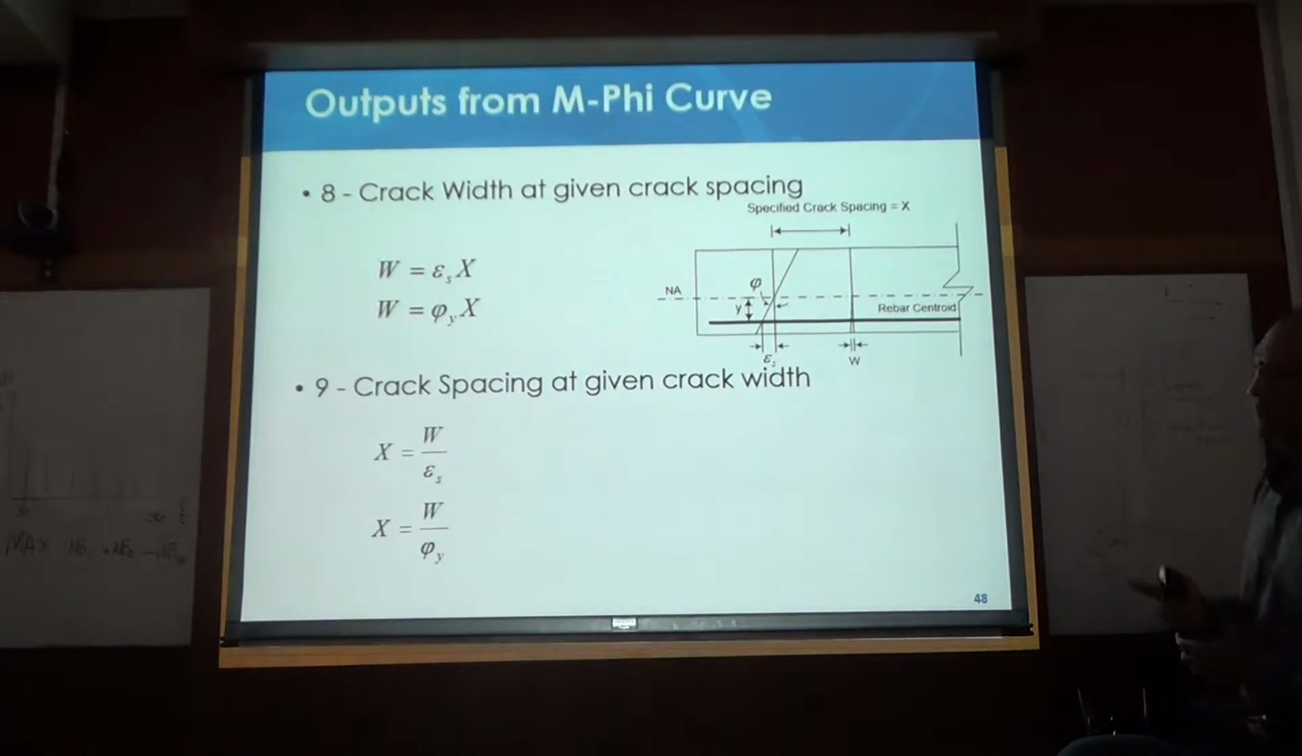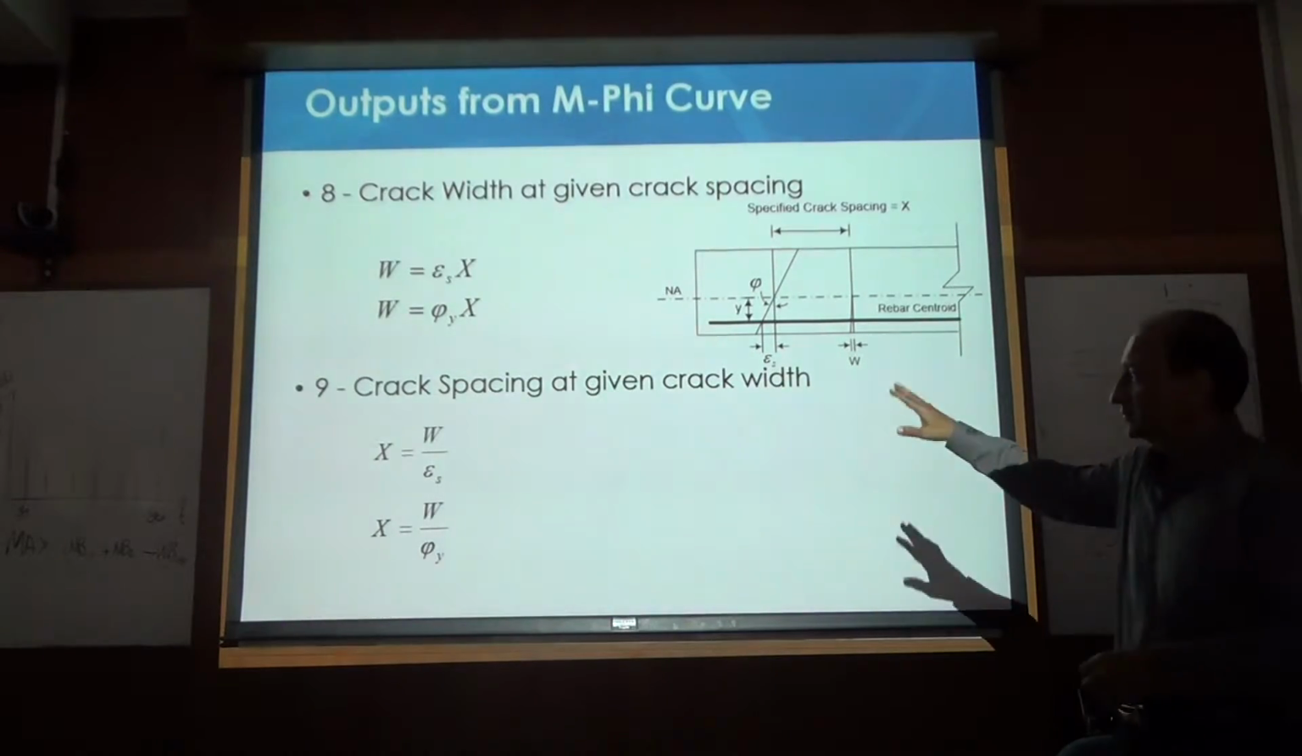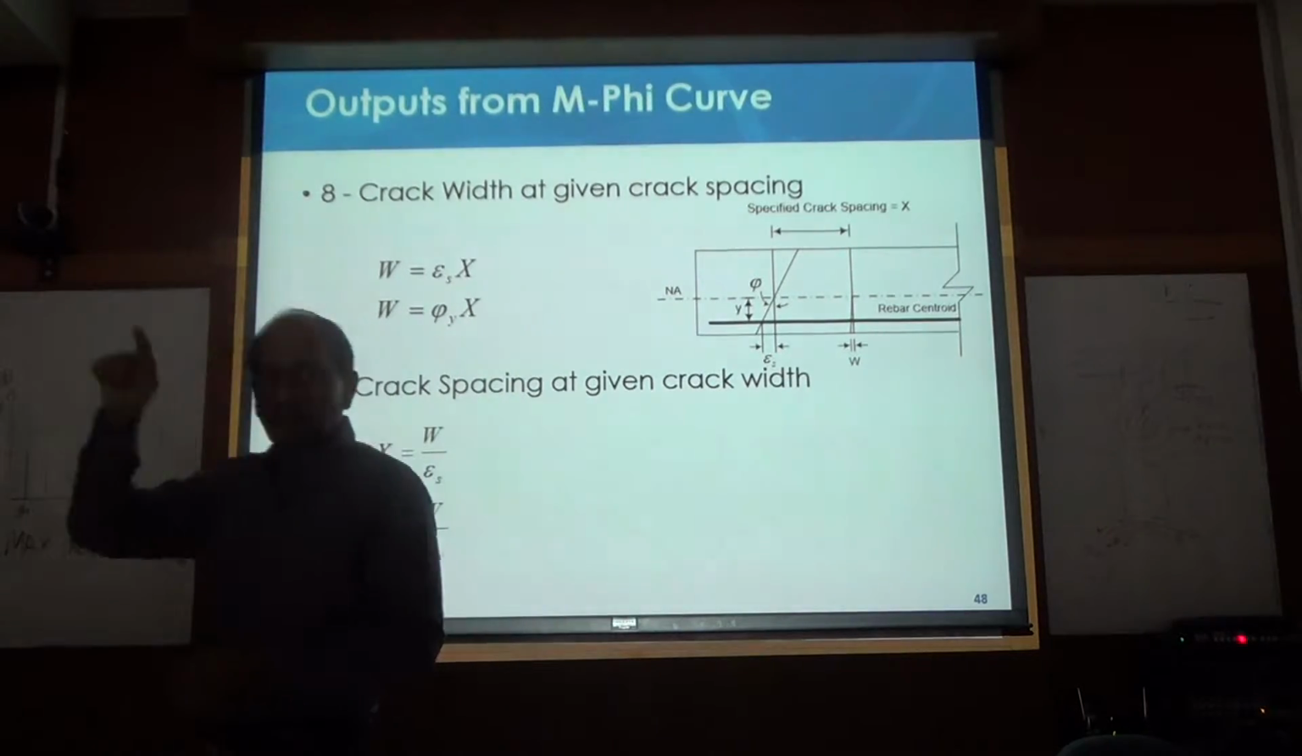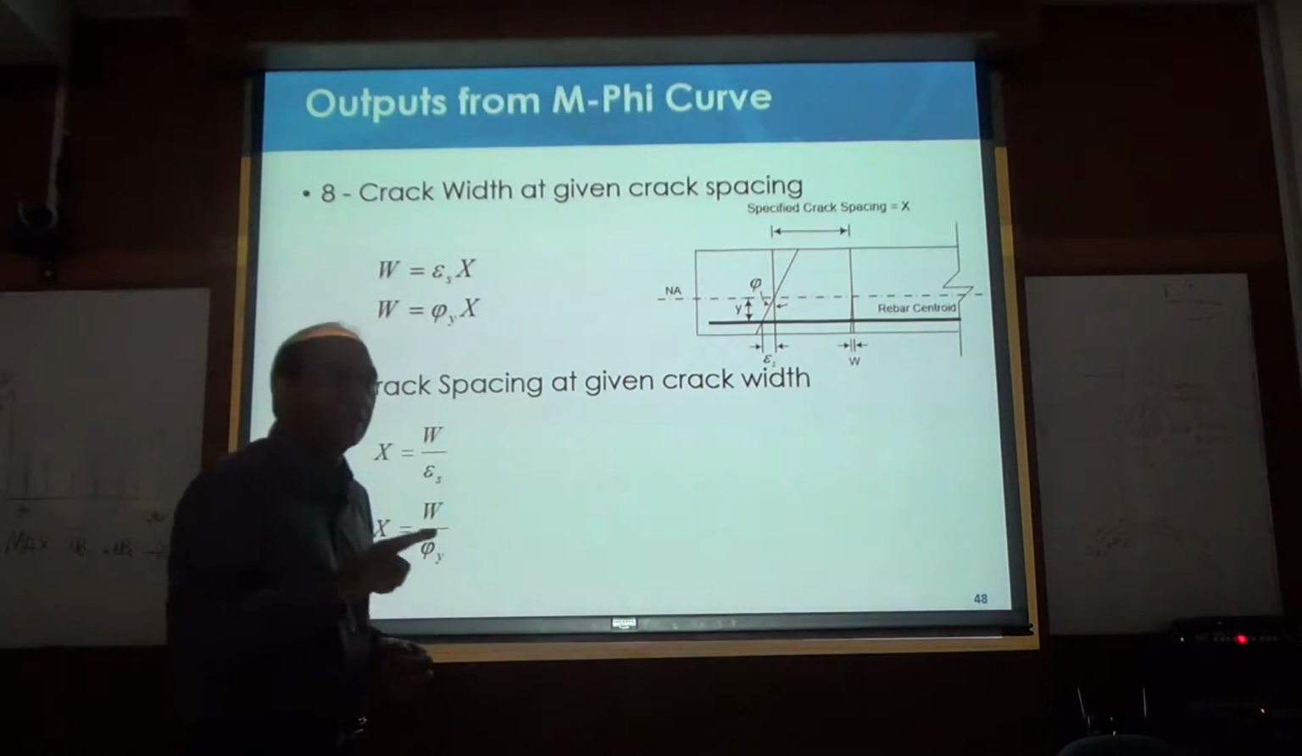Crack width also can be calculated, because if you know the neutral axis depth, you know everything, you can also calculate crack width as long as you know the crack spacing. Or crack spacing can be calculated for a given crack width. So nine items can be determined by that curve for any given loading condition.